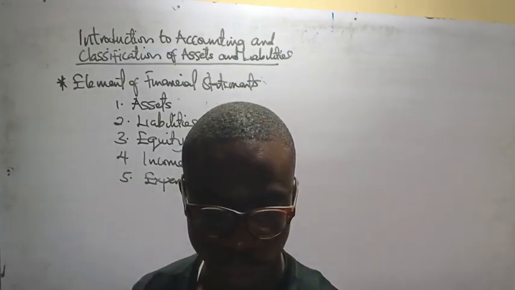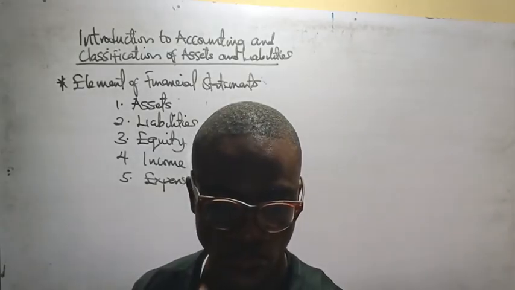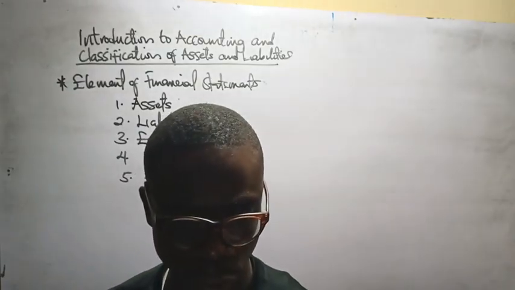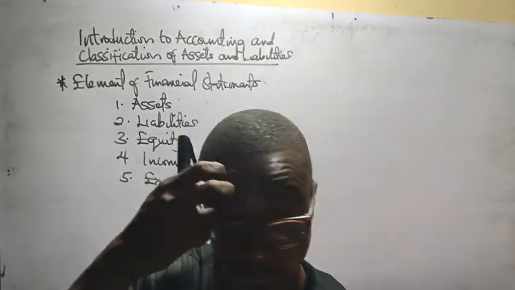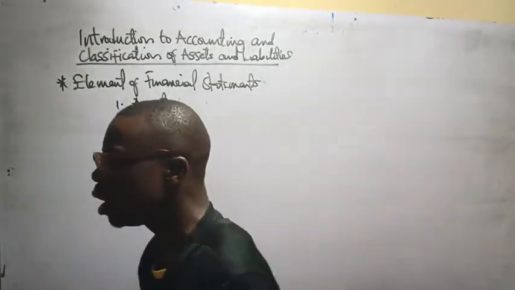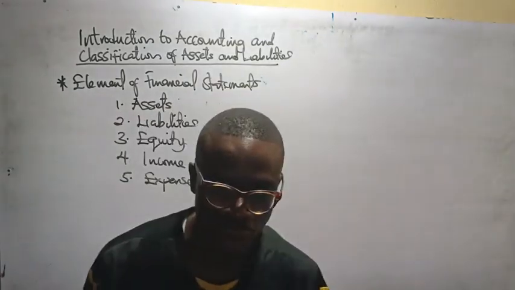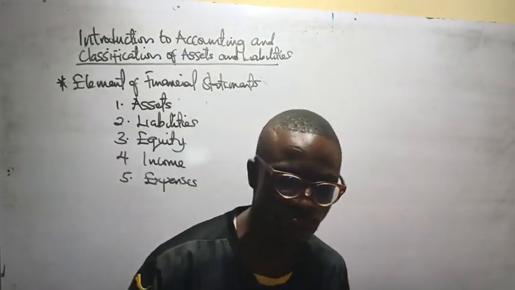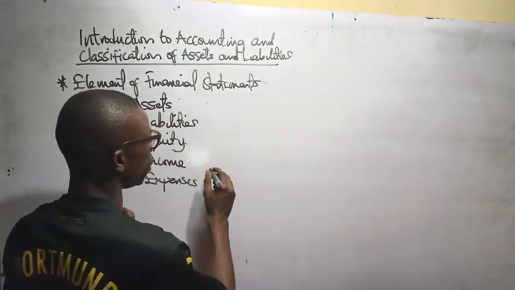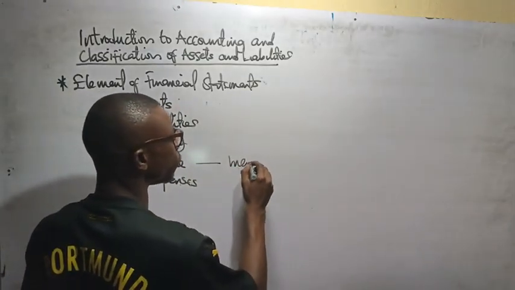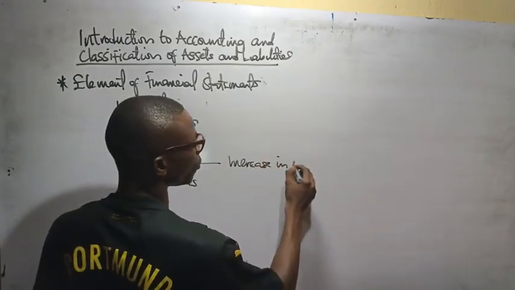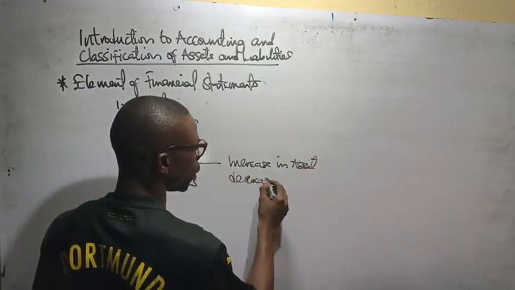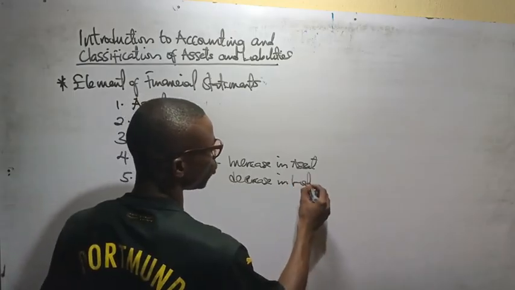Are we together? Now, if you want to explain in accounting terms, income is when there is an increase in assets or a decrease in liability. That's it. Income can also be referred to when there is an increase in assets or when there is a decrease in liability.